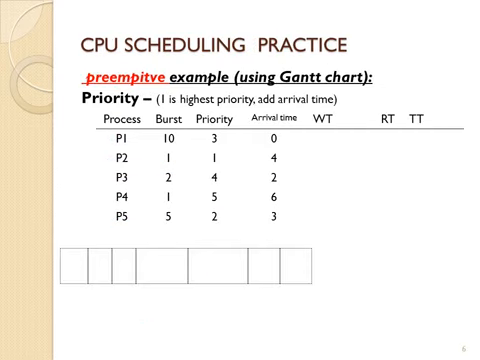Moving on, this time we're going to do a preemptive example. In this case, we have them arriving at staggered times, so we need to take that into consideration, but we still have priority 1 the highest. So let's get started. At time 0, we have P1, but because P1 is a priority 3, if a priority 2 or a priority 1 arrives, P1 will be preempted.